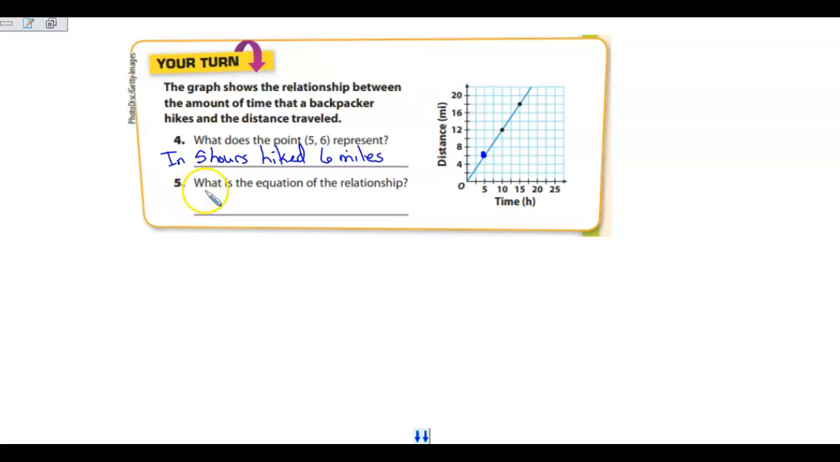What is the equation of this relationship? Well, we have these points, and we know that it's a proportional relationship. It comes through 0. So we know that it's y over x. So k is y over x. So in this, we have 6 over 5. So that means that our equation is going to be y, k, is 6 over 5, and then times x.